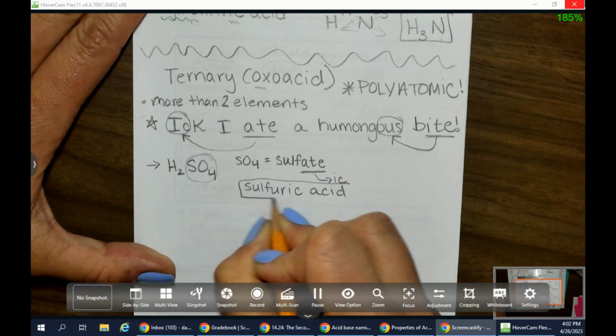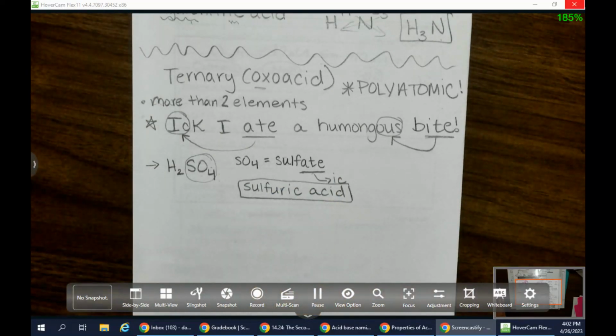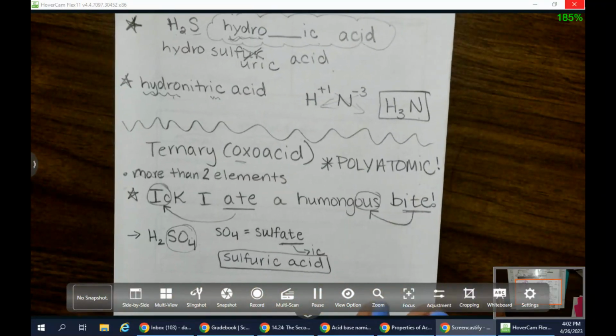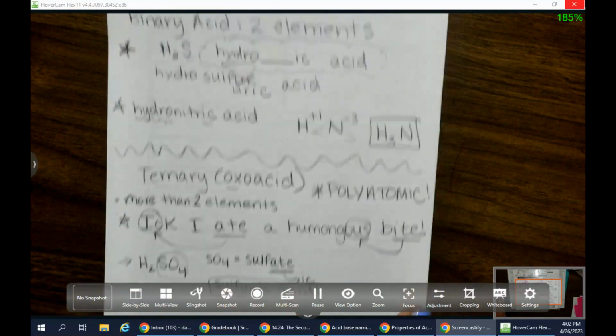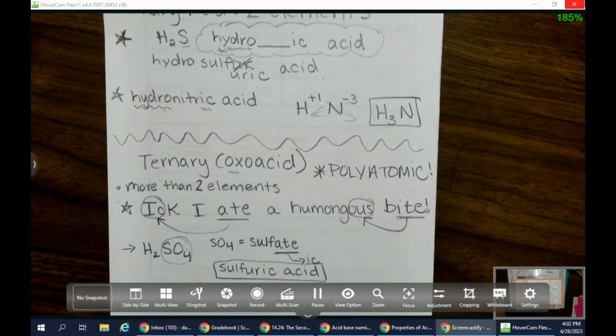Now, do you see where this is going to be a problem? Looking at our binary one versus our ternary one, do you see some really big similarities between their names? One is sulfuric acid, the other one is hydrosulfuric acid, and they are 2 totally different things. They will have totally different properties. They will not react to your shoes the same way. It is so important that you know which one is which. Are we all clear? Cool, awesome. I wasn't trying to freak you out. Maybe just a little bit.